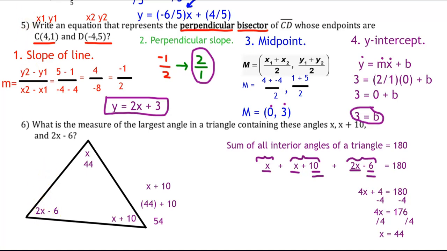Let's find this now. So 2 times x, which is 2 times 44, is 88. Minus 6 is going to be 82. The measure of the largest angle of the triangle, therefore, is 82 degrees, right? 82. And make sure that you're calling it degrees because that's the measure of an angle.